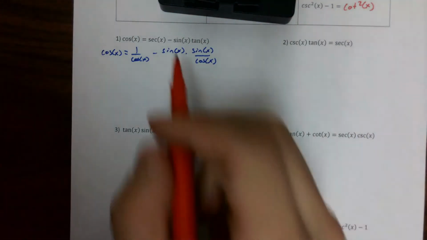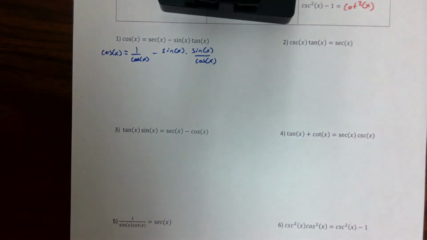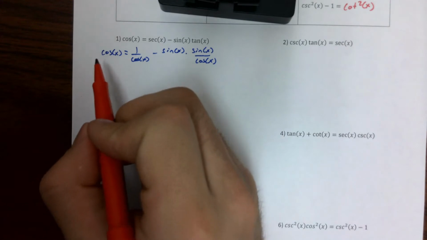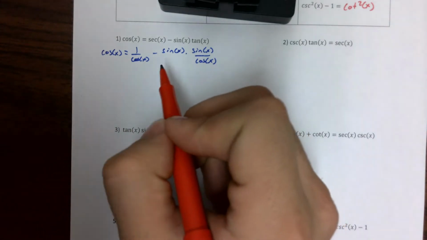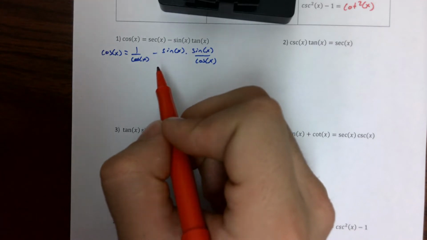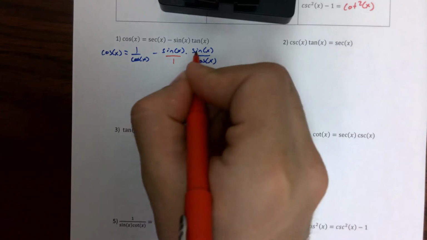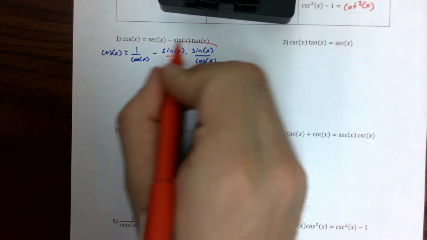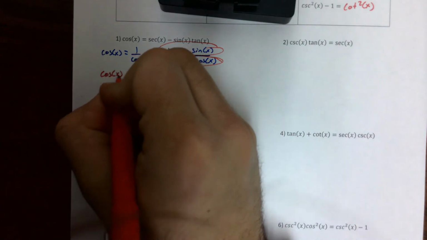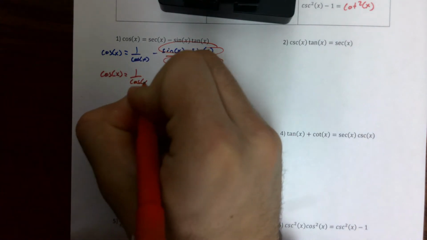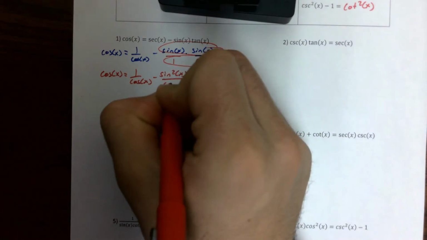Now, I am multiplying these two things. The other thing to help me out, yes, I turned it into sines and cosines. Also, I'm trying to get this down to just one term, a cosine of x. So, I want to combine these two. When you multiply fractions, you just multiply the numerators and the denominators together. So, you should get cosine of x is 1 over cosine of x minus sine squared of x over cosine of x.